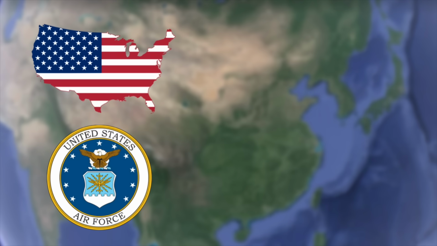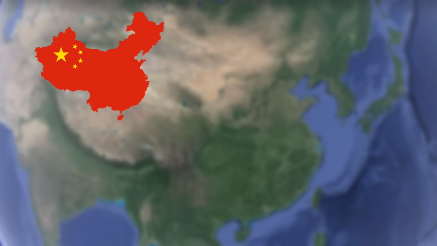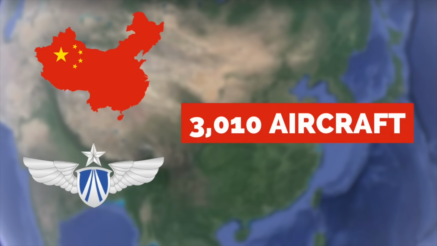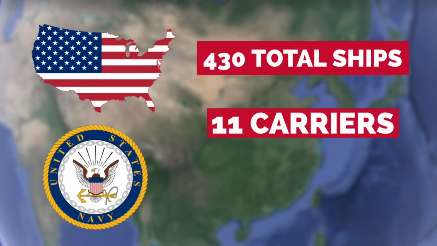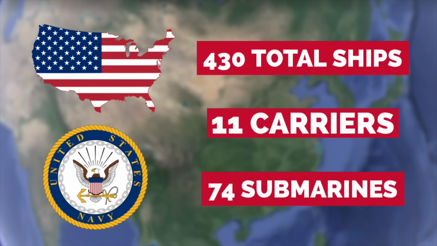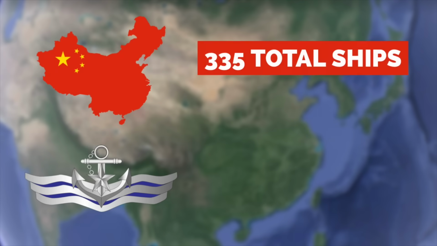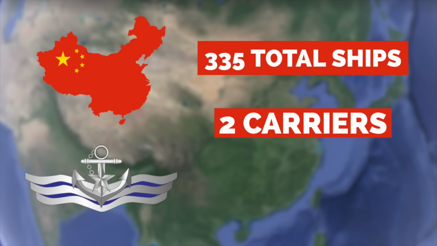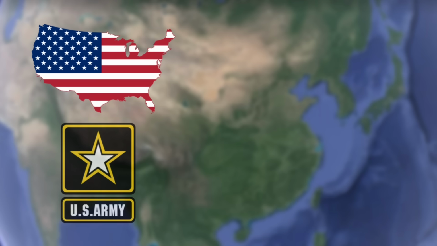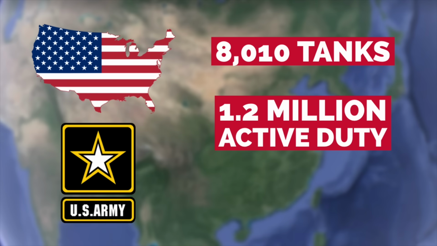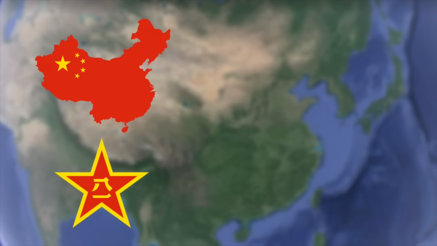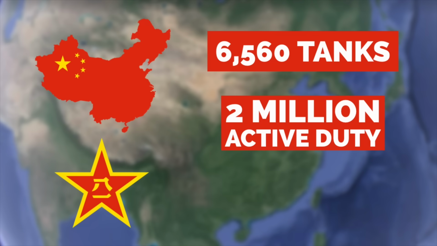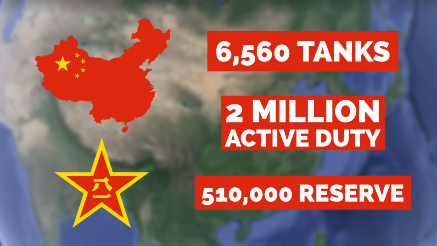The US Air Force has around 5,370 aircraft compared to the Chinese Air Force's close to 3,000 aircraft. The US Navy has a total of about 430 ships at its disposal, with 11 aircraft carriers and 74 submarines. The Chinese Navy has a total close to 335 ships with 2 aircraft carriers and 66 submarines. The US Army has about 8,000 tanks with 1.2 million active duty personnel and almost 800,000 reserve personnel. The Chinese Army has over 6,500 tanks with 2 million active duty personnel and about 500,000 reserve personnel.